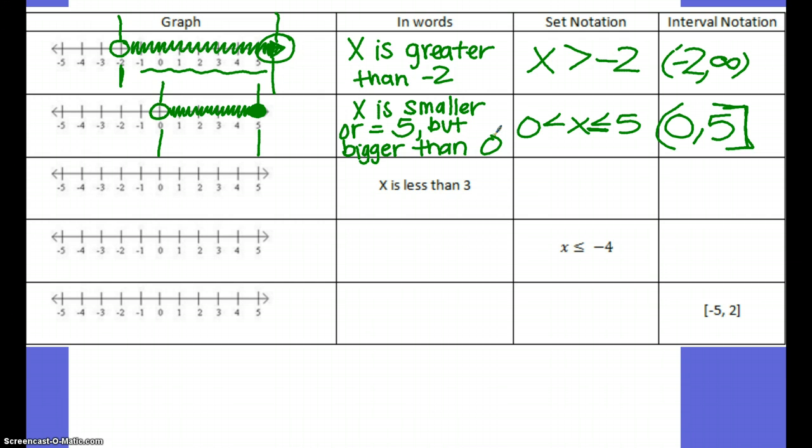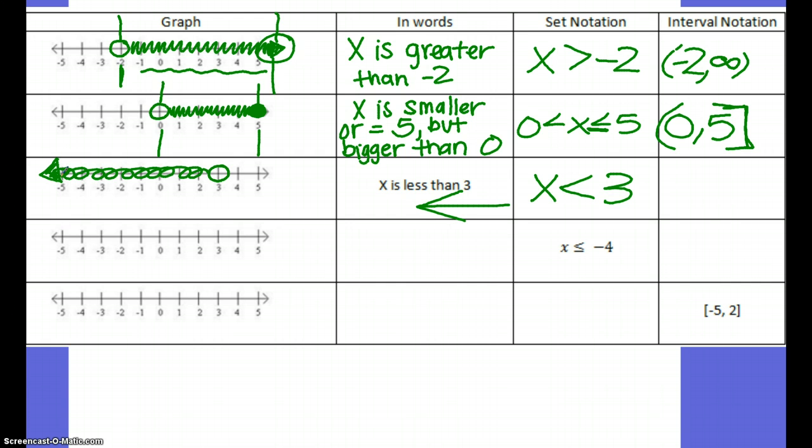The next one is written in words already. So we're going to start there. x is less than 3. So we're going to write x, the less than sign, and 3. So we're going to circle the 3. And it's not equal to 3, so leave it open. And this, remember, shows us that less than. You can make an arrow out of it, and it shows us we're going to shade everything less, smaller numbers.